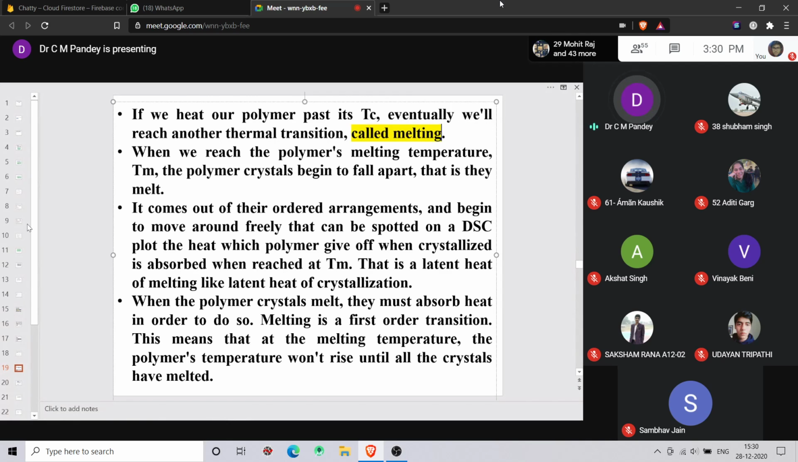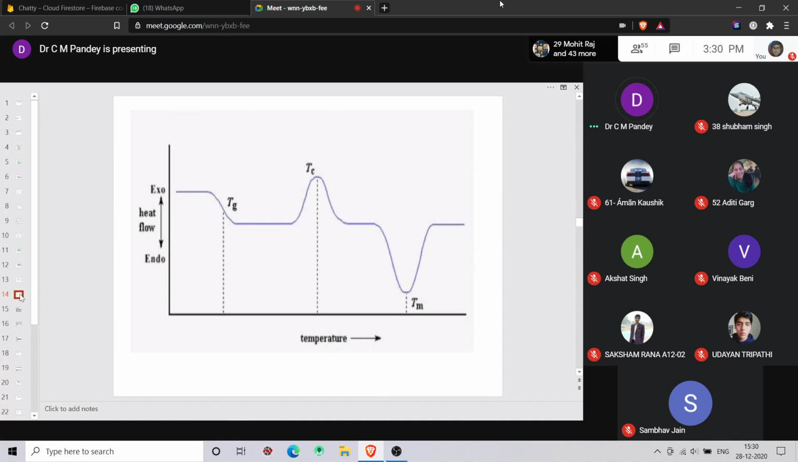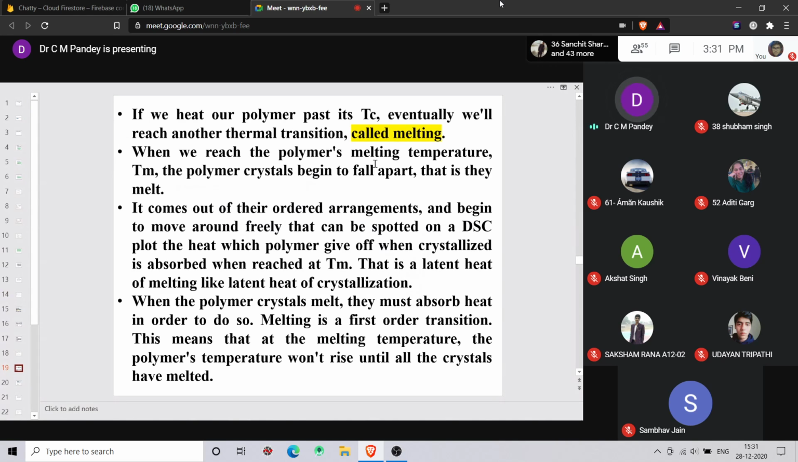So the third peak that you are observing in this DSC graph is the Tm, the melting point of that polymer. When we reach the polymer melting temperature, the polymer crystals begin to fall apart, that is, they melt. They come out of their ordered arrangement and begin to move around freely. That can be spotted on a DSC plot. The heat which the polymer gives off when crystallized is absorbed when reaching Tm. That is the latent heat of melting, like the latent heat of crystallization. So during the melting of a polymer crystal, they absorb heat in order to do so.